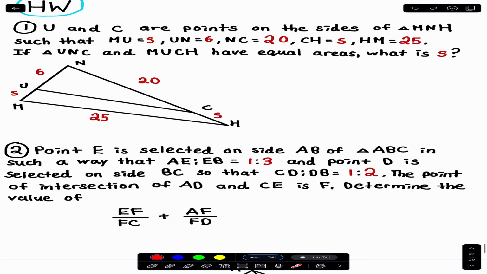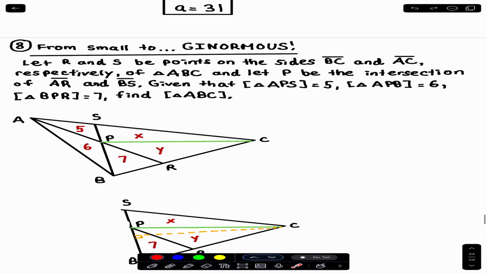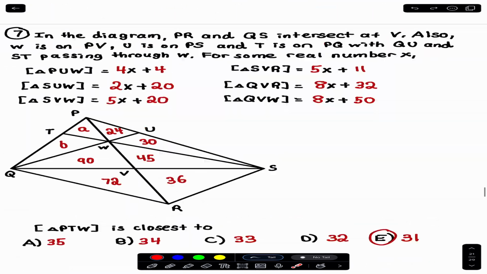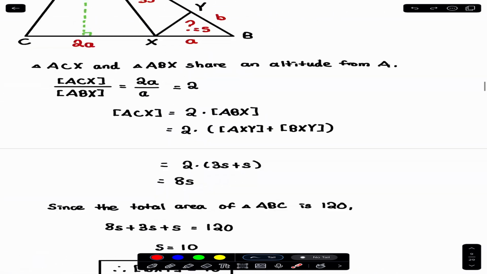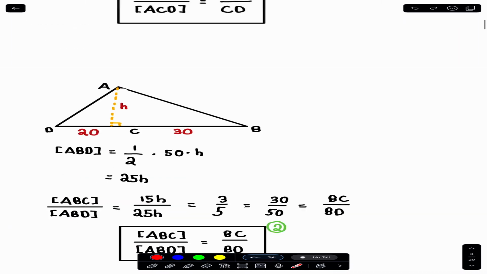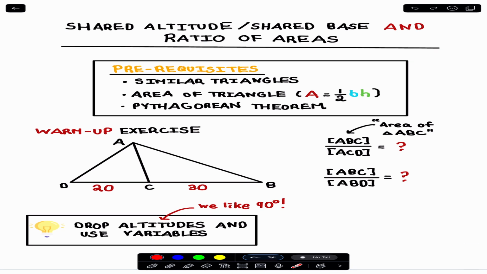So that concludes this same altitude principle. I hope you enjoyed, because we did a lot today. It was very, very challenging, I would say, some good geometry, but I'd say that's a good place to stop for tonight.